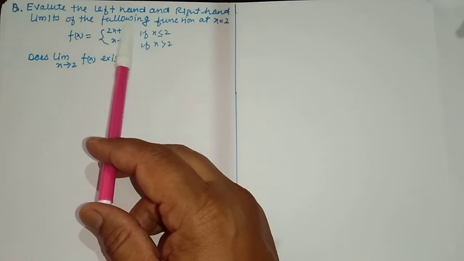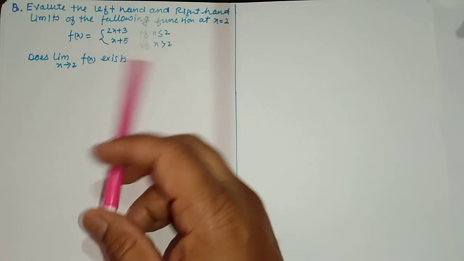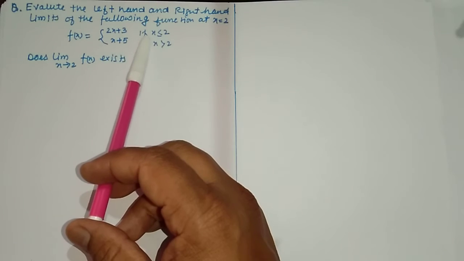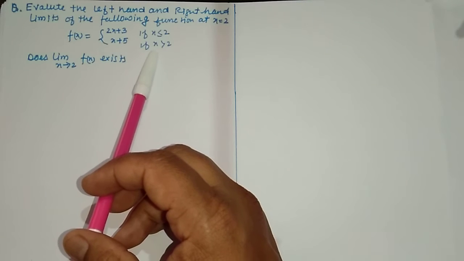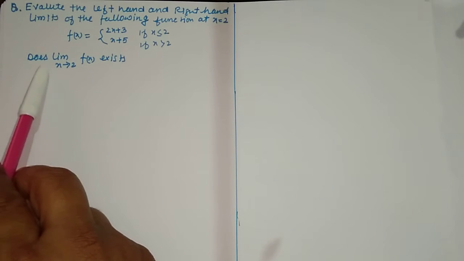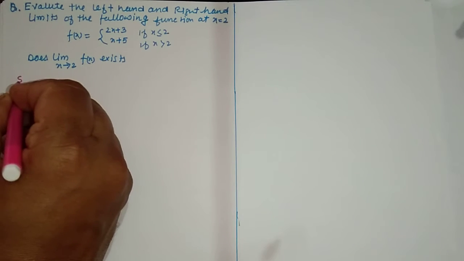Evaluate the left hand and right hand limit of the following function at x equal to 2, where f(x) is equal to 2x plus 3 when x is less than 2, and x plus 5 if x is greater than 2. Clear? Okay, now we also have to prove whether the limit exists. So in the solution, we will see how we find that.